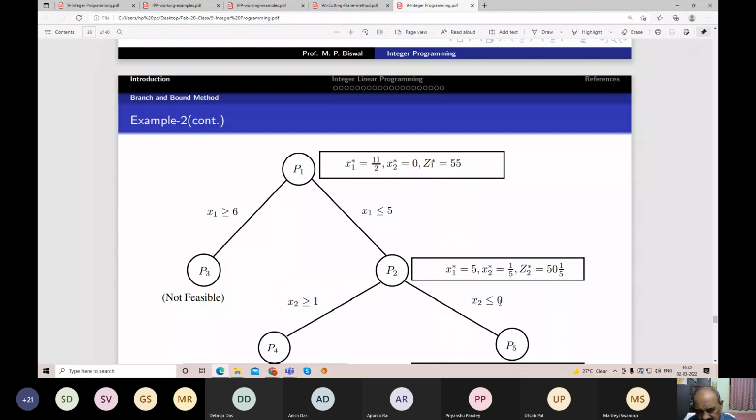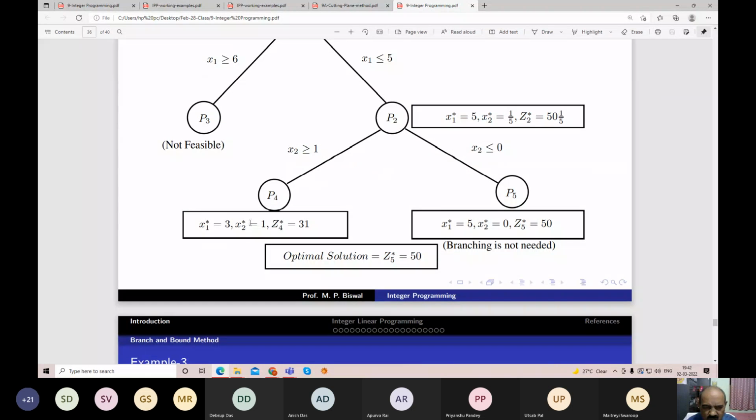If you solve, what do you find? One constraint gives x1 equal to 3, x2 equal to 1 and z equal to 31. The other gives x1 equal to 5, x2 equal to 0 and z equal to 50. 31 and 50: what is the optimal solution? The optimal solution is 50, with x1 equal to 5 and x2 equal to 0. Right?